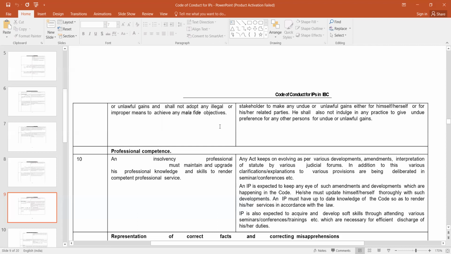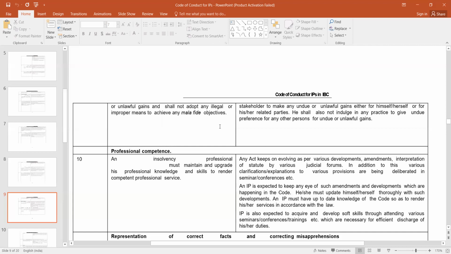Any act keeps on evolving as per the various developments, amendments, and interpretation of statutes by various judicial forums. In addition to this, various clarifications and explanations to various provisions are being deliberated in seminars or conferences. An IP is expected to keep an eye on such amendments and developments happening in the code. He or she must update himself or herself thoroughly with such developments, and an IP must have up-to-date knowledge of the code so as to render his service in accordance with the law.